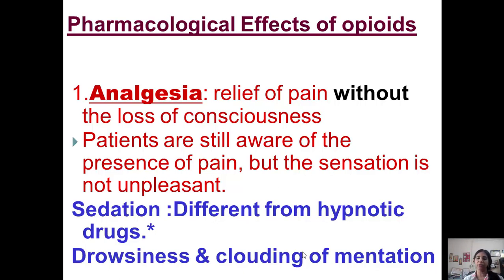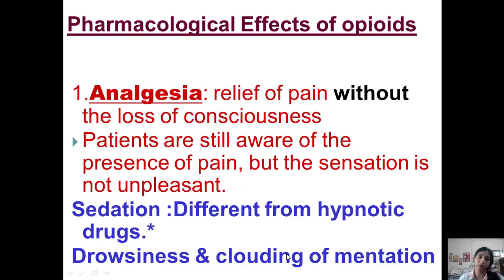The sedation by morphine-like drugs is different from hypnotic drugs, because hypnotic drugs can offer higher grades of sedation. Initially they are anxiolytics in nature, but as you keep on increasing the dose, they cause sedative effects and then they can cause depression of the medullary centers also. This amount of sedation is not brought about by the opioids. Of course, there is drowsiness associated with the use of morphine and clouding of mentation. But as you keep on using morphine, the body develops tolerance to these central nervous system effects.